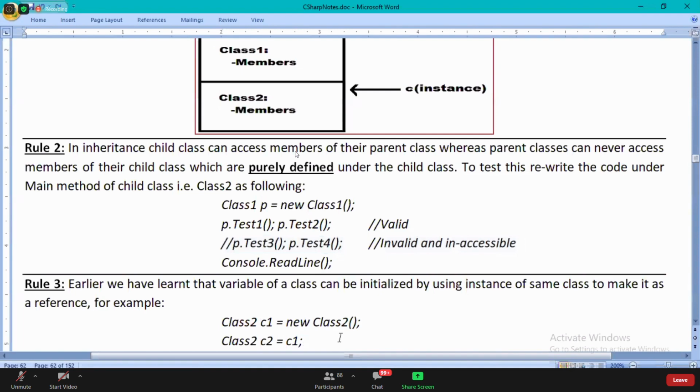What is it? We can initialize the variable of the class by using the instance of the same class. What is C1? What is C1? Instance. What is C2? C2 is a reference or variable reference. It is a reference. And both are accessing the same memory only now.